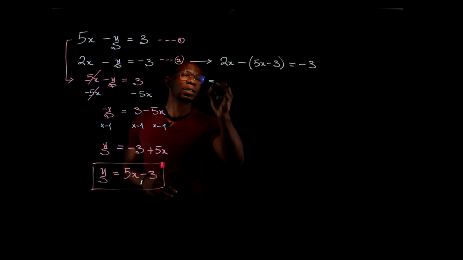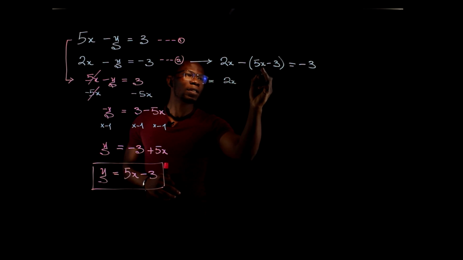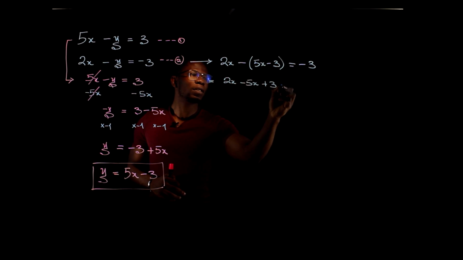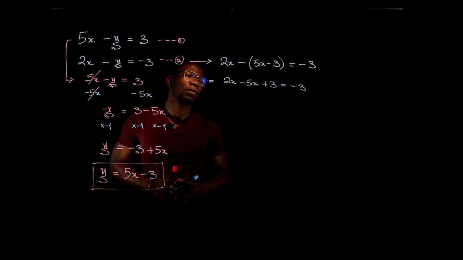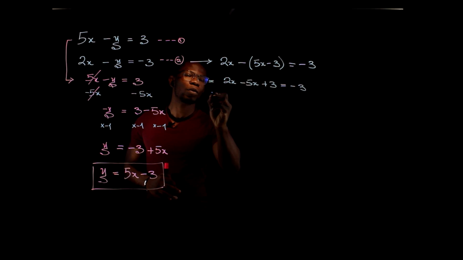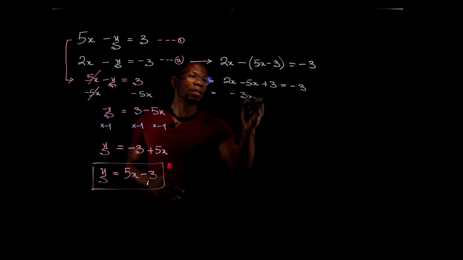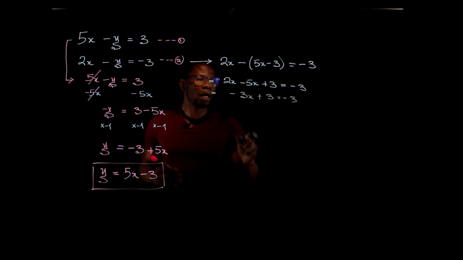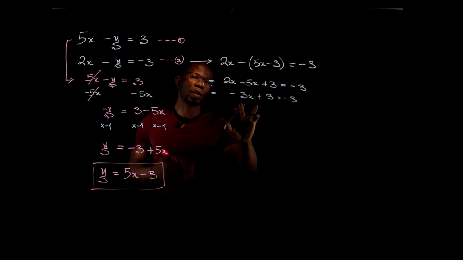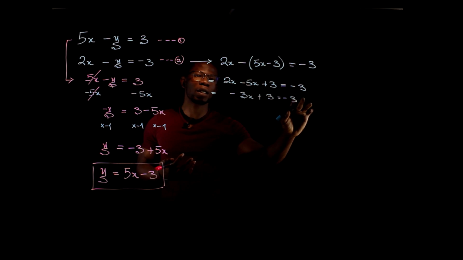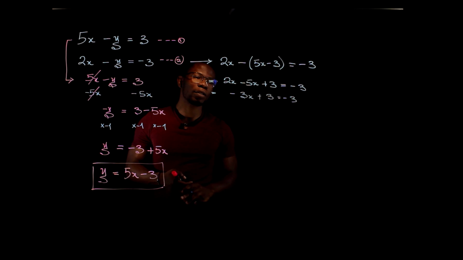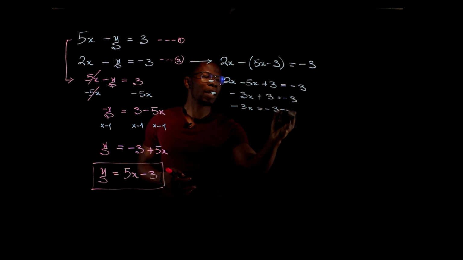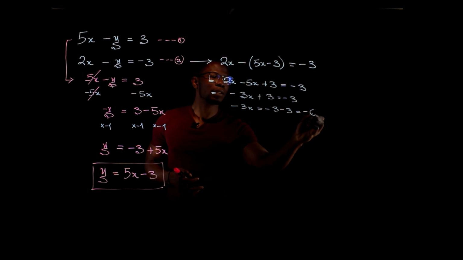So if we expand that bracket, 2x minus times 5x becomes minus 5x, and minus times minus 3 becomes plus 3 equals minus 3. So 2x minus 5x is equal to minus 3x plus 3 equals minus 3. So now we want to leave x on this side alone so we can solve for x. So we can move this 3 over to this side. If we move this 3 over to this side, that becomes minus 3. So minus 3x is equal to minus 3 minus 3, which is equal to minus 6.